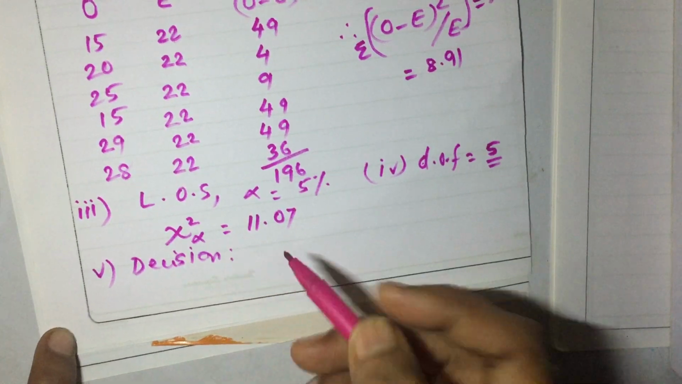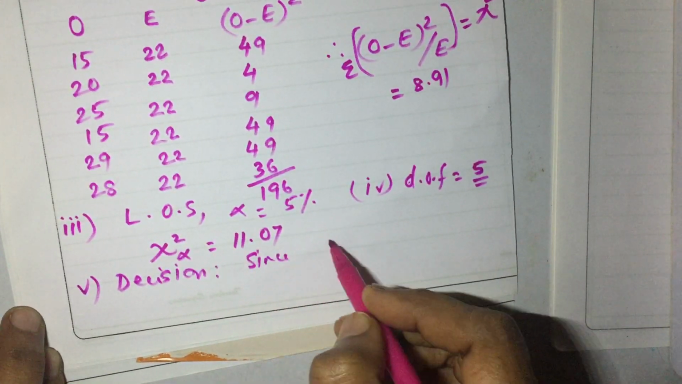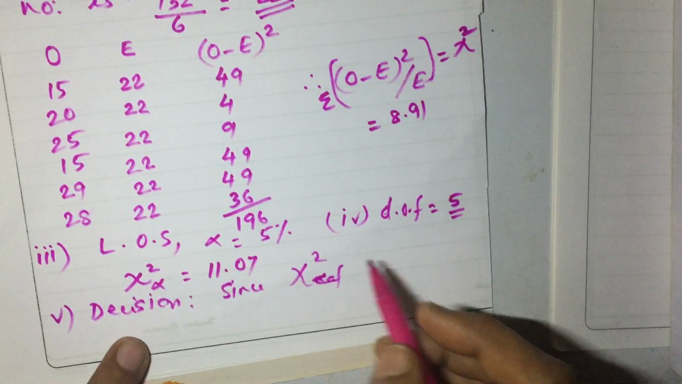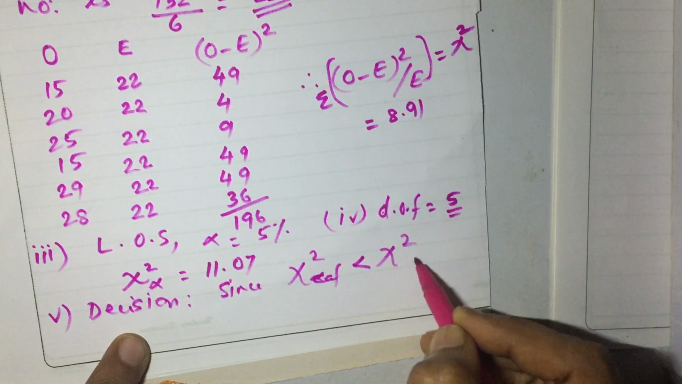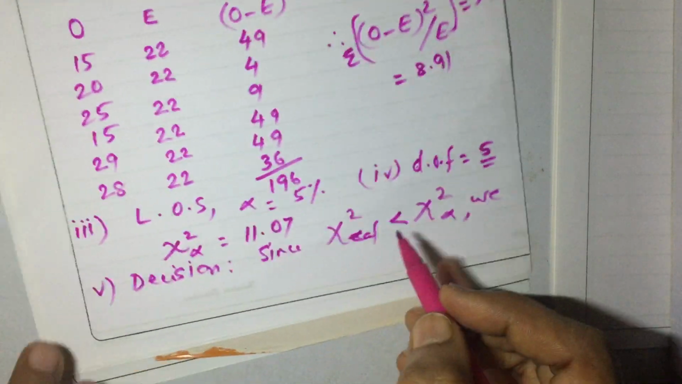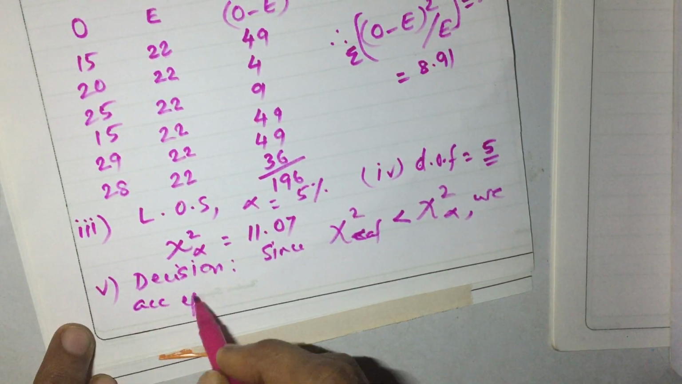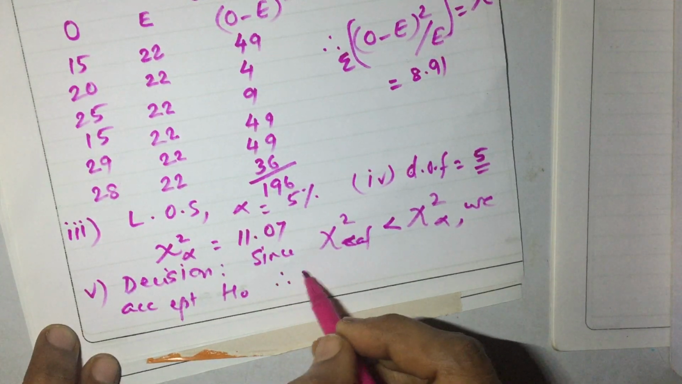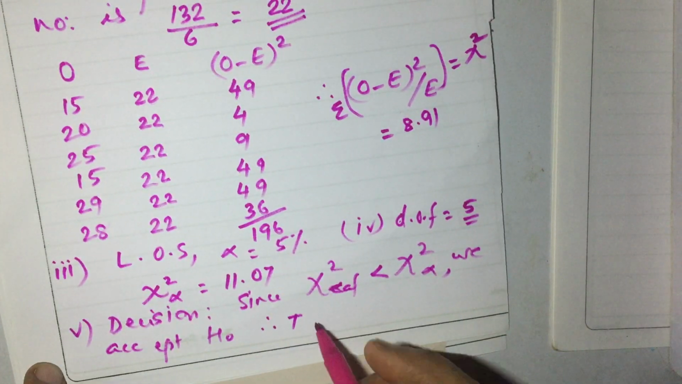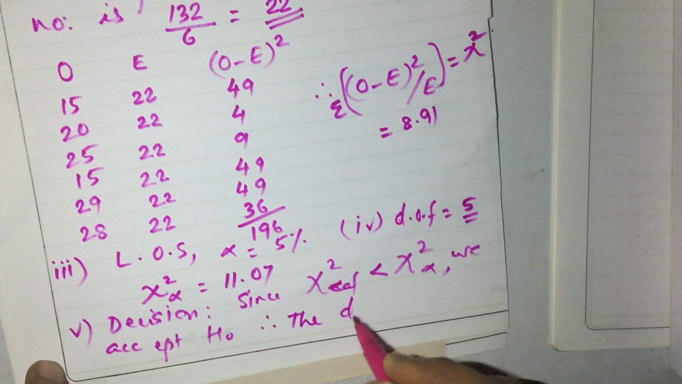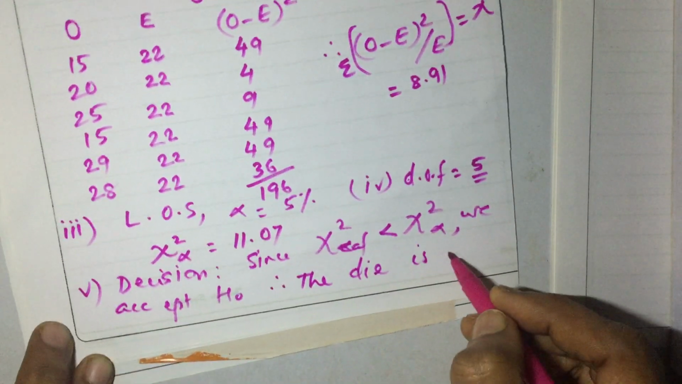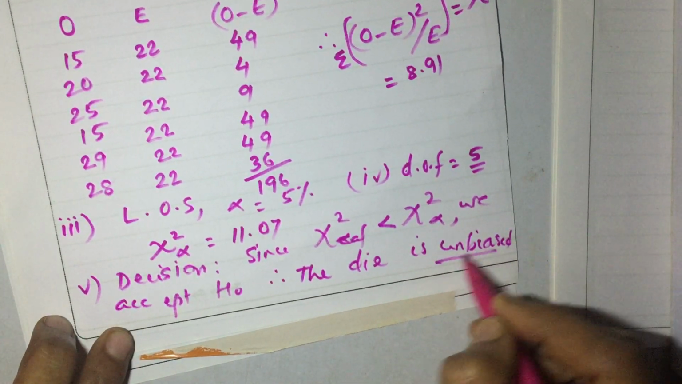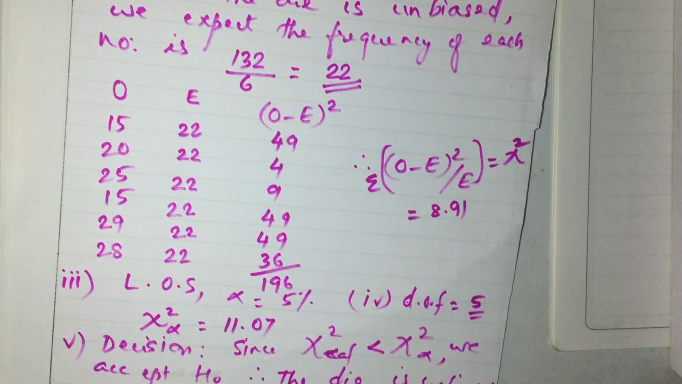Now decision. Decision is, since chi-square calculated value is less than chi-square table value, we accept H0. H0 was the die is unbiased, therefore the die is unbiased. Okay, so therefore whatever the fit was there, it is good.